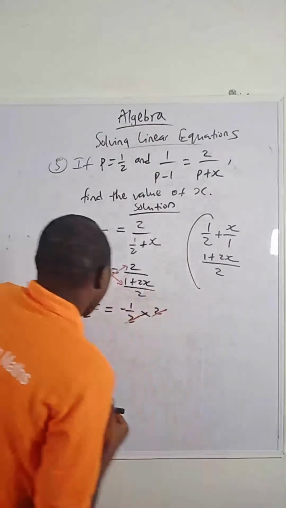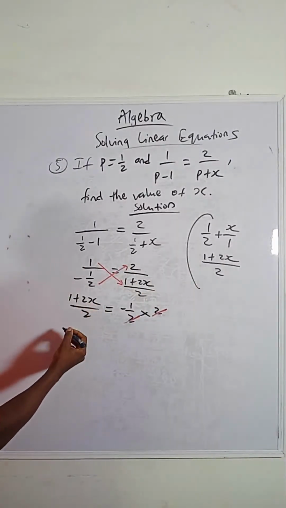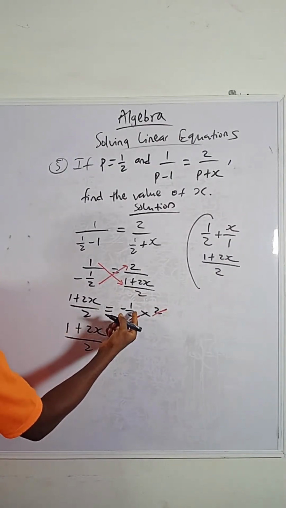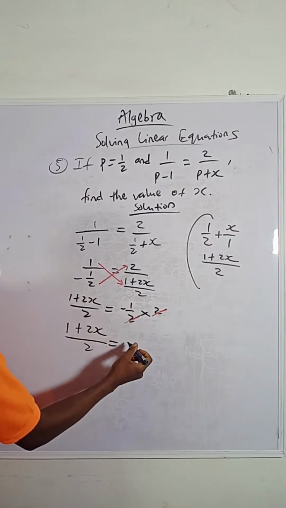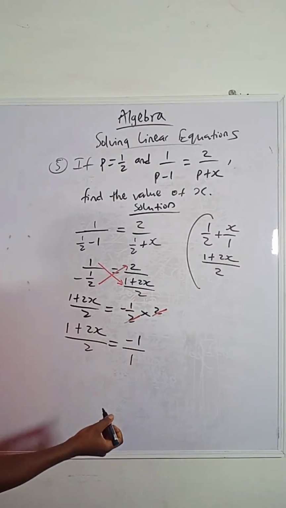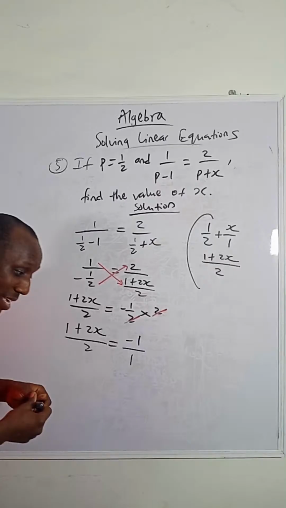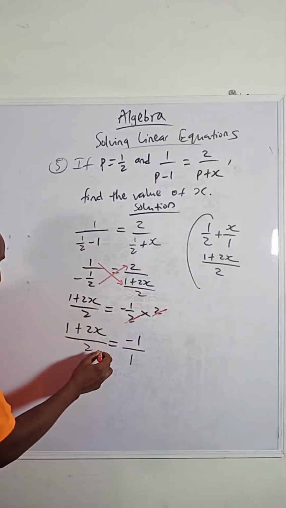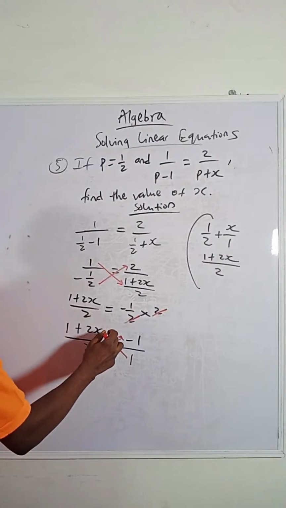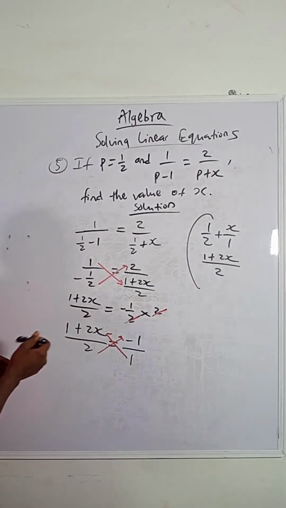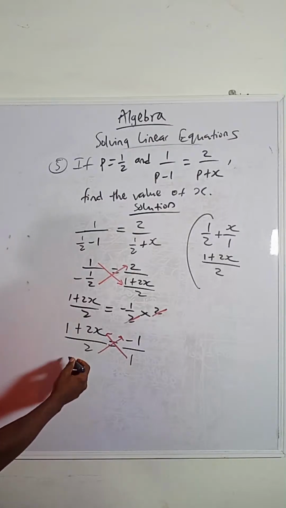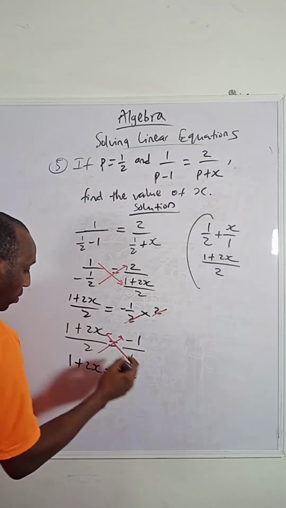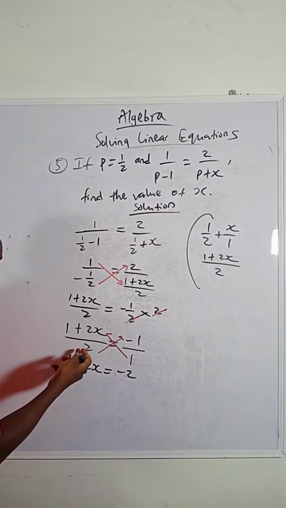And then I can decide. Let me just write it as 1 plus 2x over 2 is equal to minus 1. You can write over 1, and we cross multiply again. So that will be 1 plus 2x times 1, which is also 1 plus 2x. And then 2 times minus 1 is minus 2.